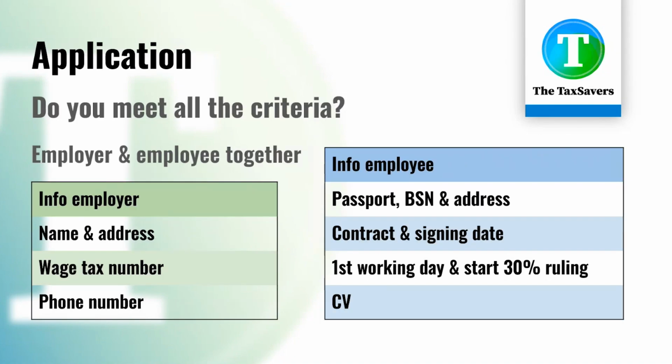If you meet all the conditions, you can send a request to the Belastingdienst in collaboration with your employer. From your employer, you need to know their name and address, the wage tax number, the phone number, and of course, their signature. Your own information that's relevant for the request is your identification, BSN number, address, your contract and signing date, your first working day, and the starting date of the 30% ruling. You also need to present your CV.